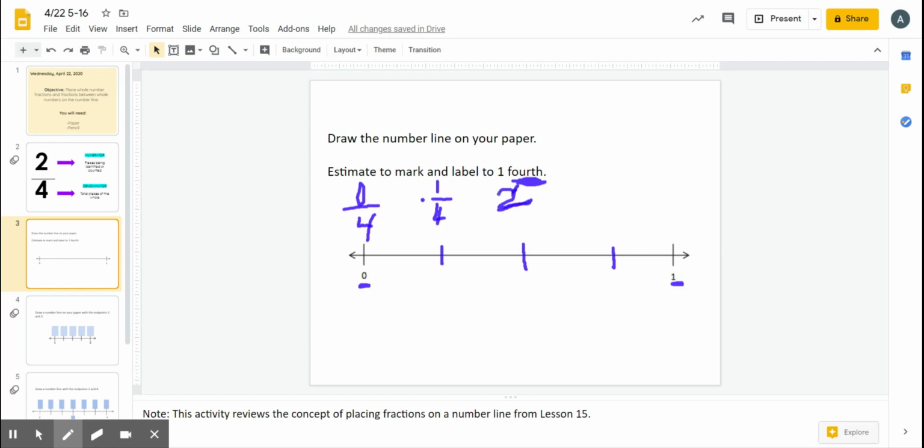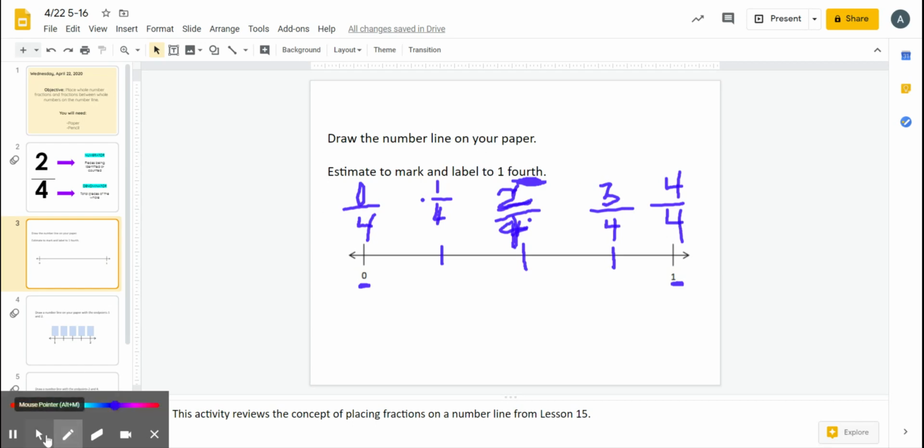2/4. A little hard to see. Fourths. 3/4. And then 1 or a whole is going to be our 4/4. So now that we've labeled our number line, we can look back and we can say, hey, this one was 0 right here. This one is 1. This one was 2. This one was 3. This one's 4. It asked us to label 1/4. So I'm going to go ahead and circle 1/4.